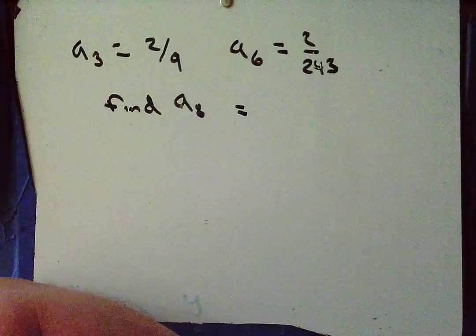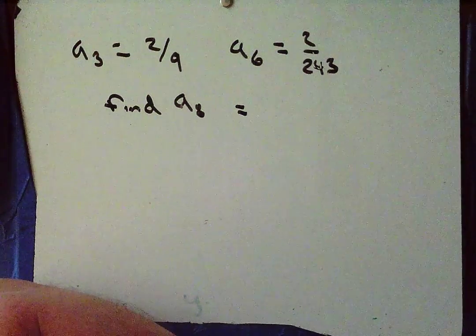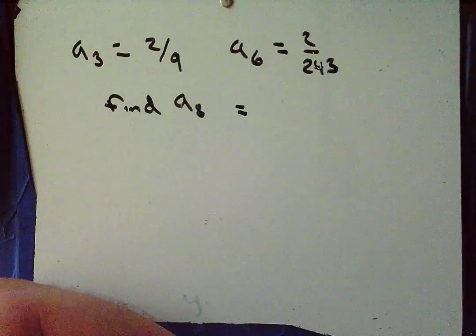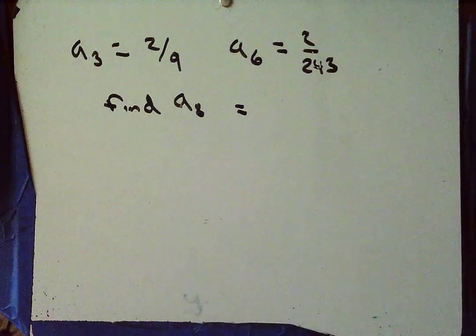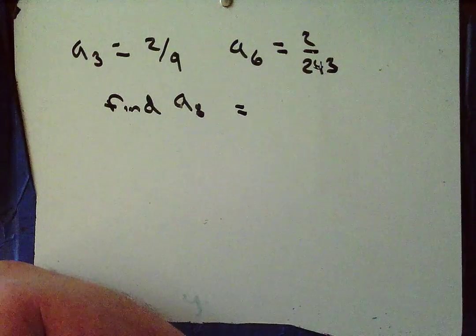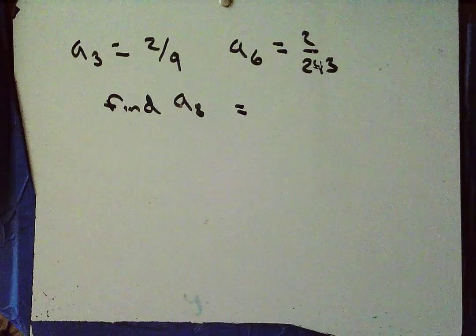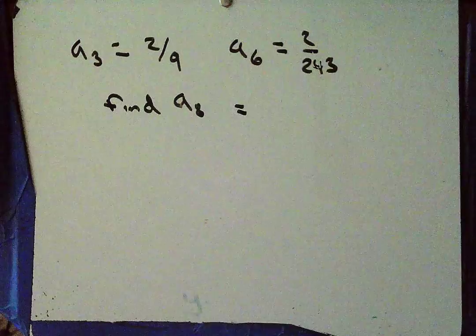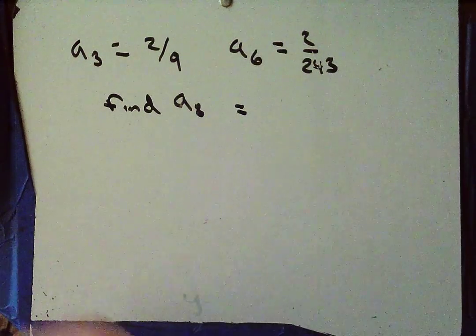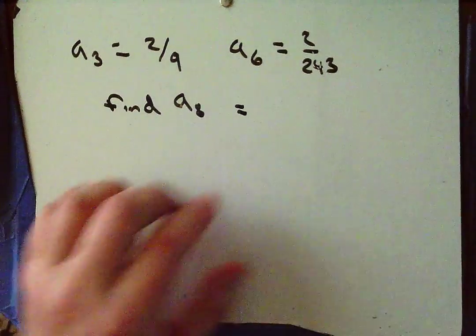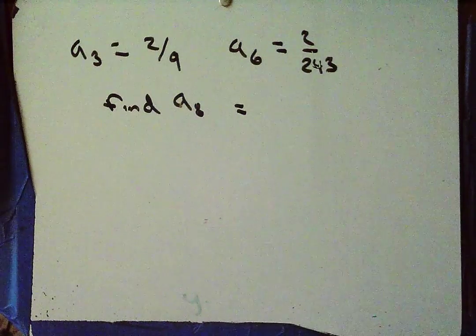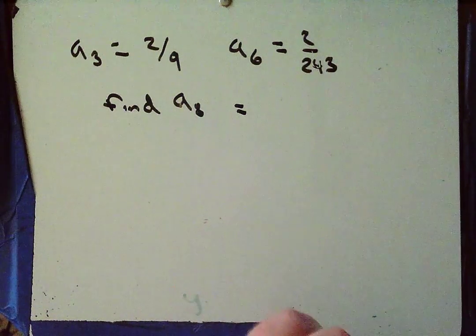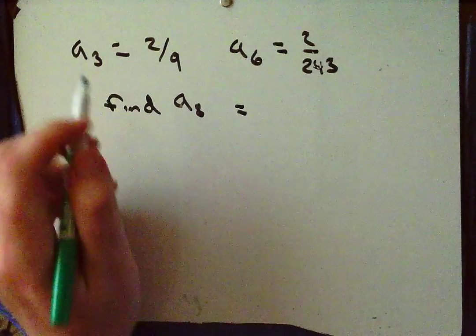So today we're going to be looking at geometric series, the sum of geometric sequences. And I thought we could start off with finding a sub 8 in this geometric sequence. Please take a moment now to find a sub 8, given that a sub 3 is 2/9 and a sub 6 is 2 over 243. Okay? Pause your video, come back when you're done.